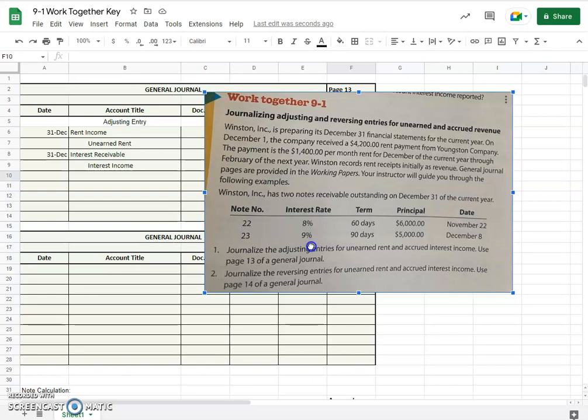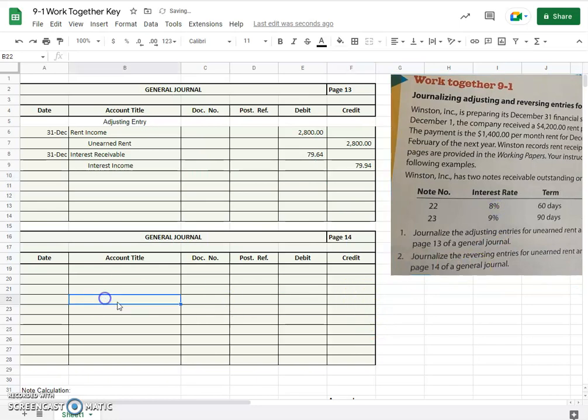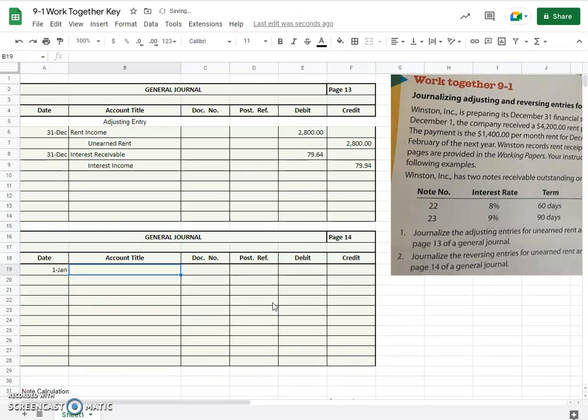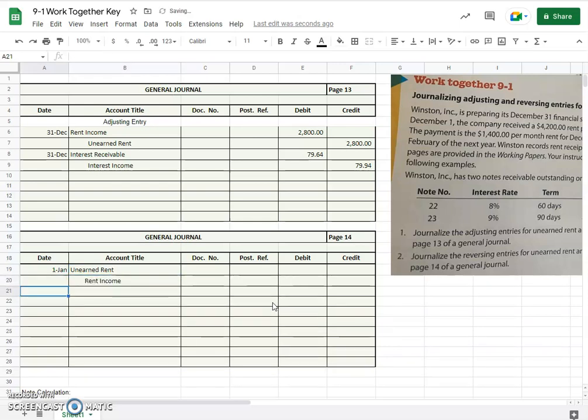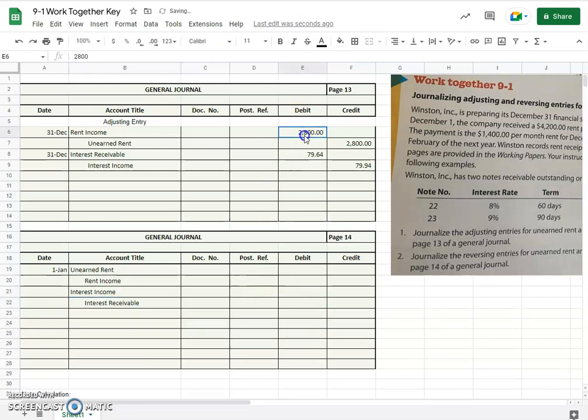Now we need to journalize the reversing entry for unearned rent and accrued interest income on page 14 of the general journal. So January 1st, we've already done our financial statements now, and we need to undo these accruals. So exactly backwards, we'll give unearned rent the debit, and we'll give rent income the credit, and we'll give interest income the debit, and interest receivable the credit this time. Same amounts, so we can just copy and paste those down there.